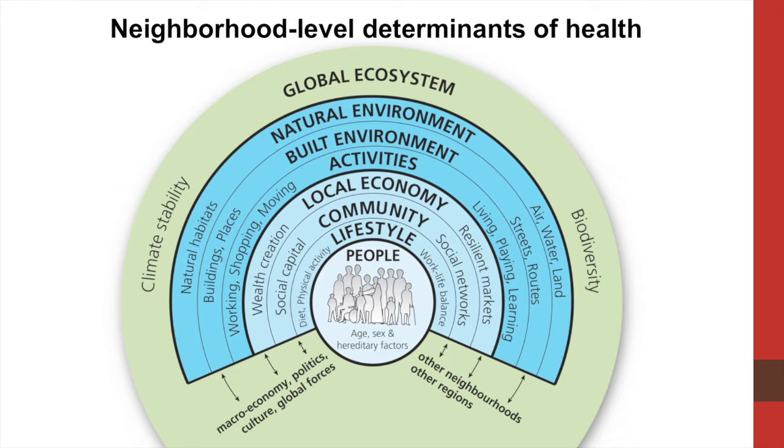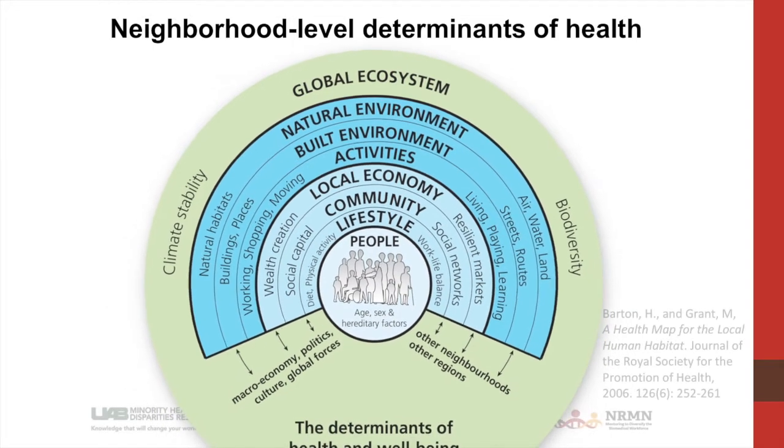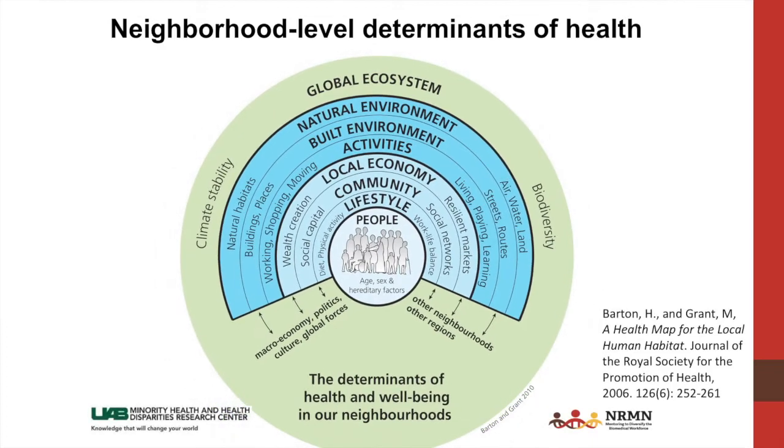So all these levels are controllable and can be changed, and only the age, sex, and hereditary factors of individuals we cannot change, but these are small proportions. So this model really shows us how all these factors and layers can, in the end, impact a person to make a choice of changing their behavior.